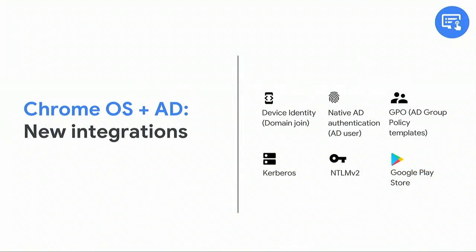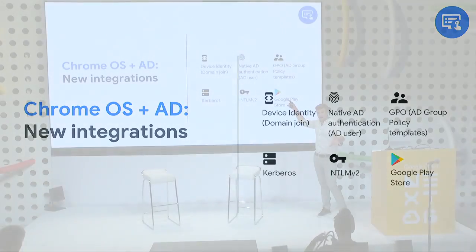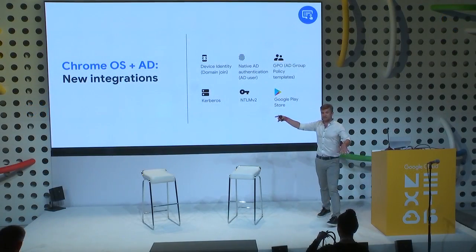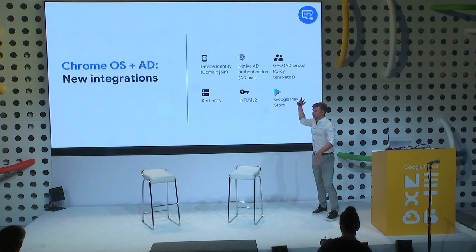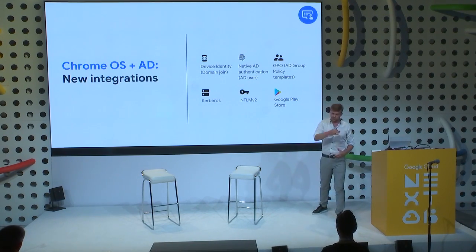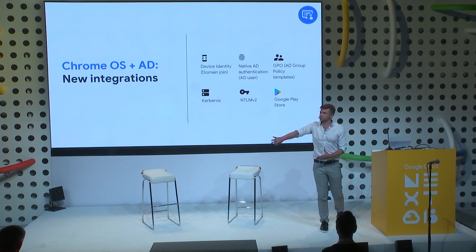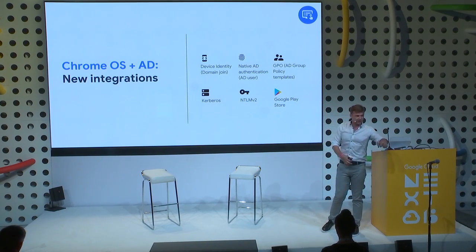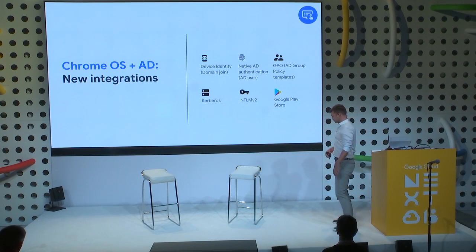So let's talk about what we've covered so far and look at some of the other new integrations. We talked about the ability to join a device natively to Active Directory. It also creates an identity directly within Active Directory, and you can manage it within that interface. We've also talked about users logging in with their native Active Directory credentials on devices that have been domain joined. And then we talked about the ability to push GPOs to those devices to govern the behavior of the machines directly from Active Directory. Again, those live in the Active Directory server.